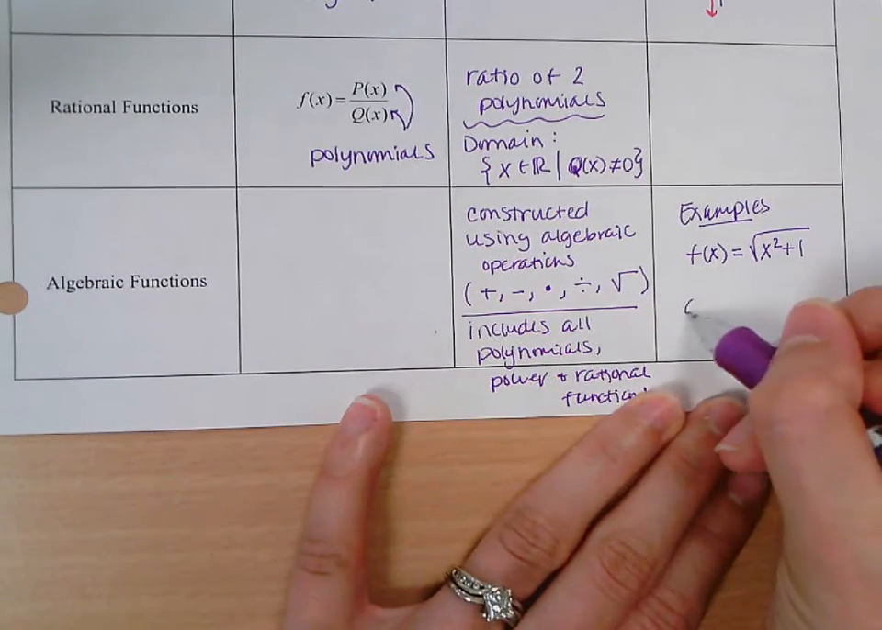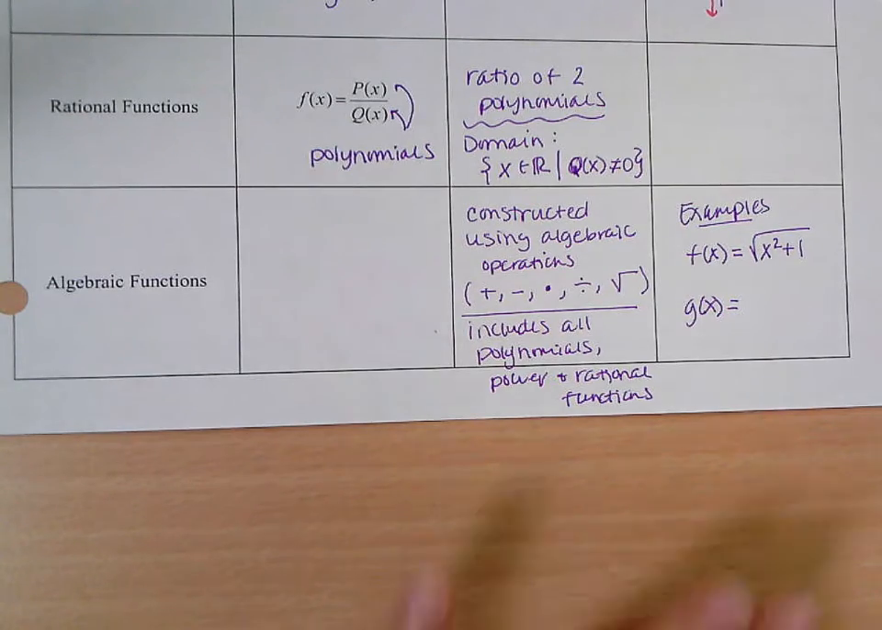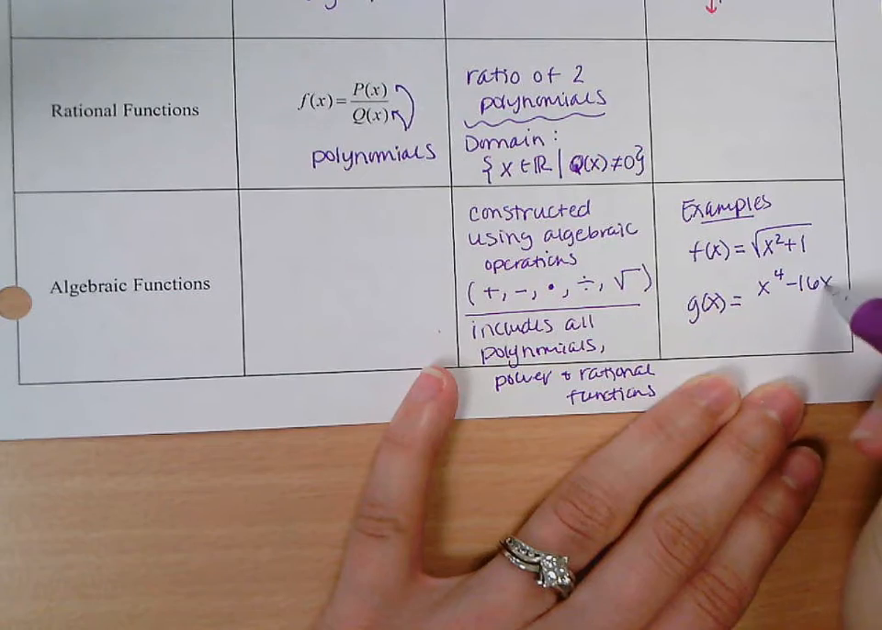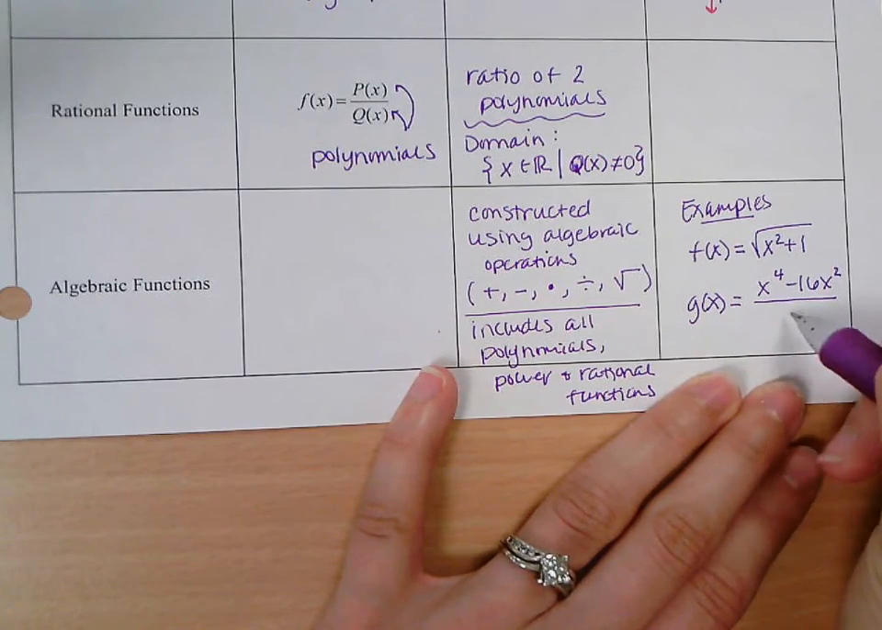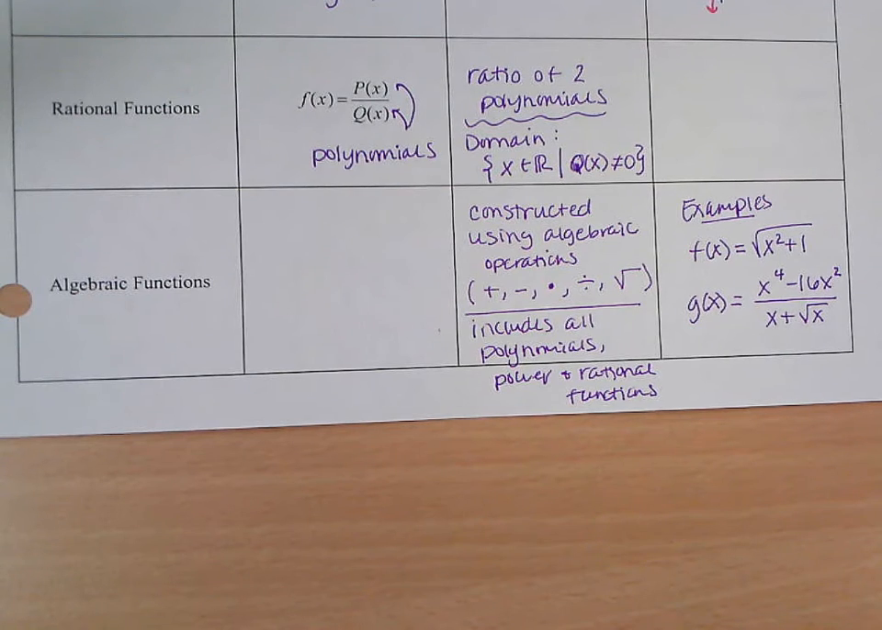Another one. Here's one that at first glance you might want to say it's rational, but it's not. It's x to the fourth minus 16x squared over x plus the square root of x. Okay, that is not a rational function. Can anybody tell me why that isn't a rational function? What makes it not a rational function?